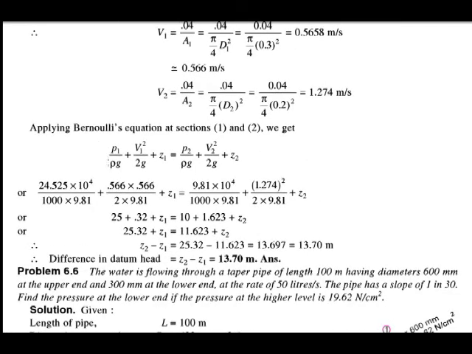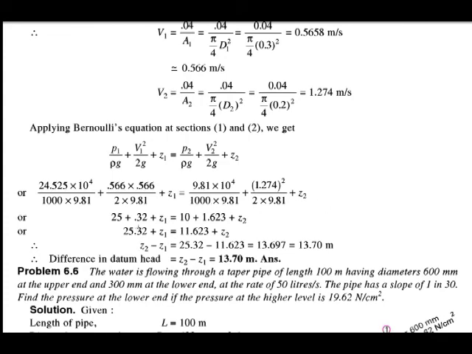So P1 upon rho g plus V1 square upon 2g plus Z1 is equal to P2 upon rho g plus V2 square by 2g plus Z2. Put all the values into the equation. But here we don't know the Z1 and Z2 terms, so these will remain as they are.